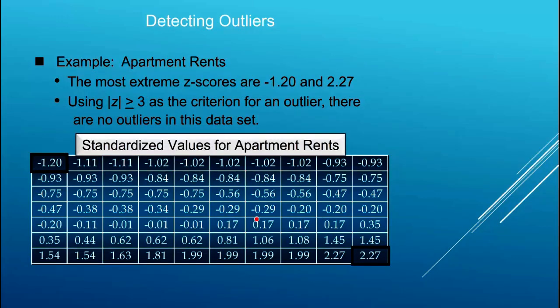Here is that technique applied to our apartment rent data set. What we have here is a table of z-scores. You can see that the smallest z-score is -1.2. So on the lower end of the data set, there's no indication of any outliers. The same appears to be true for the upper end of the data set, where we have 2.27. 2.27 is less than 3. So it would appear that at the upper end of the data set, we do not have any outliers either.